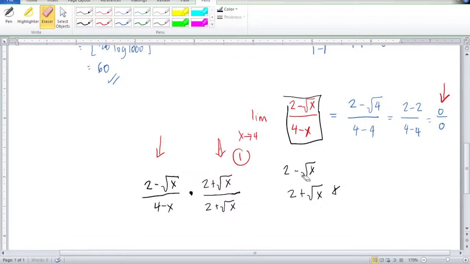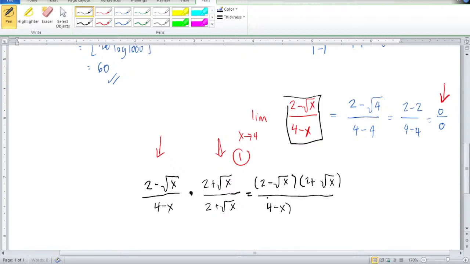Let us check. Okay, let's do it one by one. The equation will become like this: 2 minus square root of x times 2 plus square root of x, all over 4 minus x times 2 plus square root of x. That will be our equation. So, how do you simplify this?